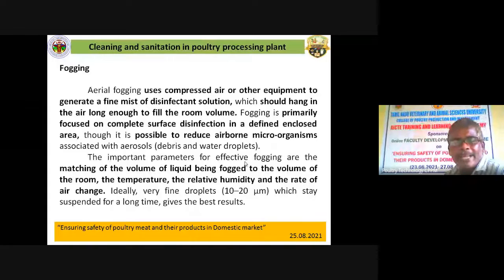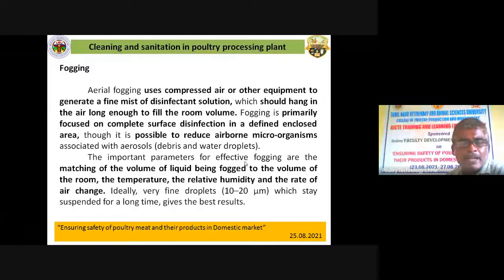Fogging is capable of reducing the airborne microorganisms, because it forms fine droplets that stay suspended in the air for a considerable period of time, so they can reduce the airborne microorganisms also.